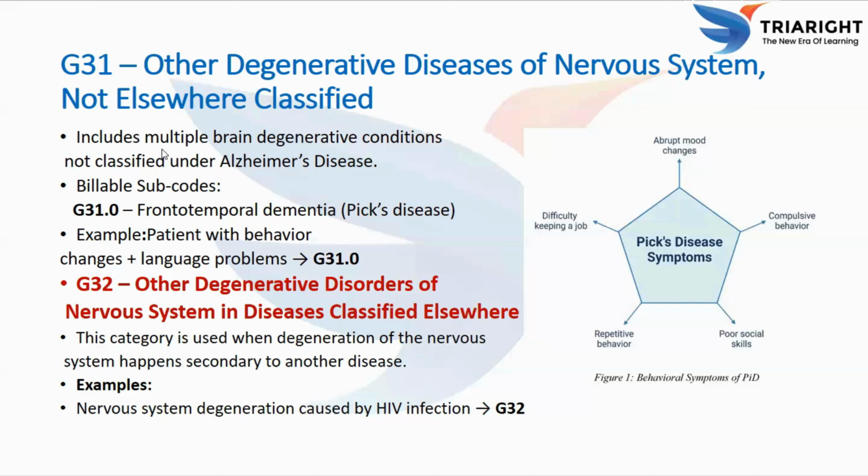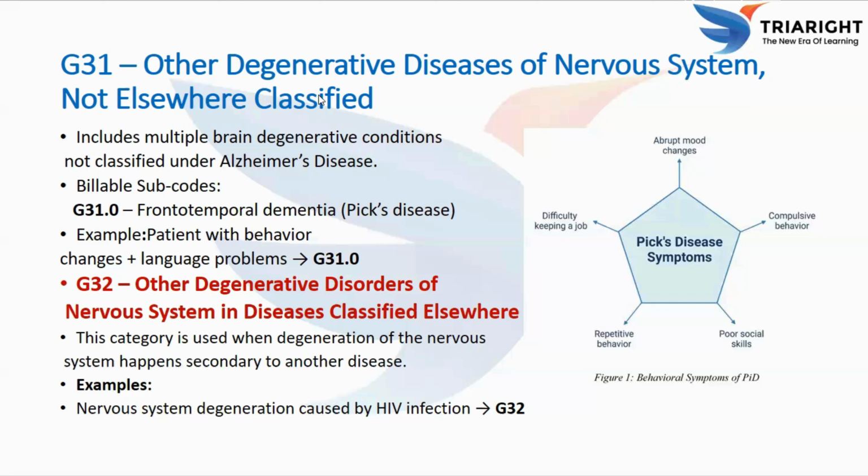So you can also assign this code whenever a patient shows major behavioral changes, and also has difficulties in language or speech. So this is about the G31 code, right? So next, coming to G32. What is the difference between G31 and G32? In G31, it's the other degenerative diseases, but they are not classified elsewhere. These are diseases, whereas G32 are disorders, right?